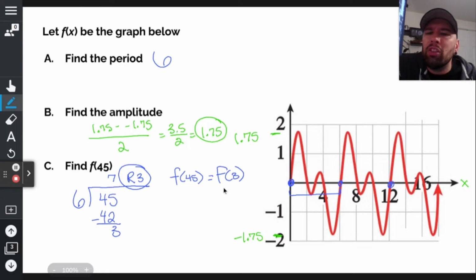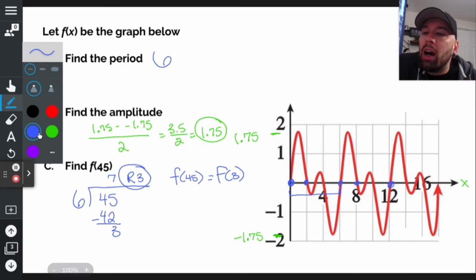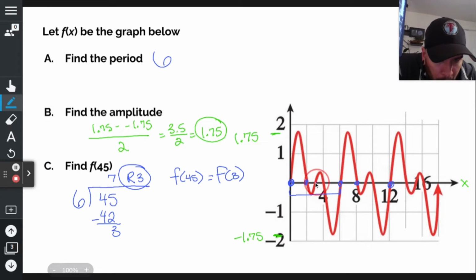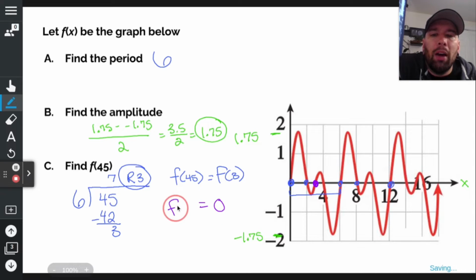If I were to do the same thing with f of 8, right? If I divide 8 by 6, I would get remainder 2. So 8 has the same exact behavior as 2. I can see that. So f of 45 has the same exact behavior as f of 3. All these dots, let me pick a different color. F of 3 seems to be right there. So f of 45 is f of 3, and f of 3 is 0. So f of 45 is 0.